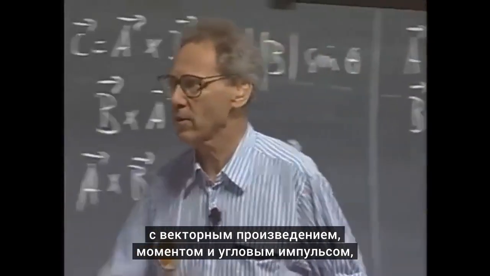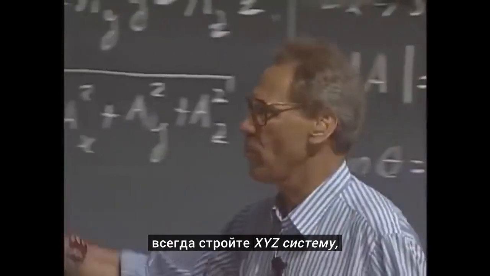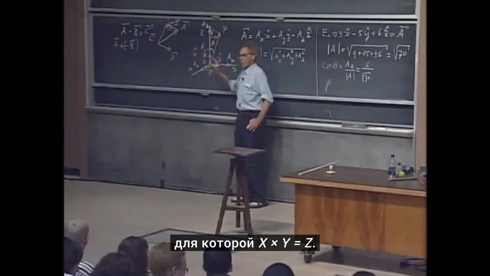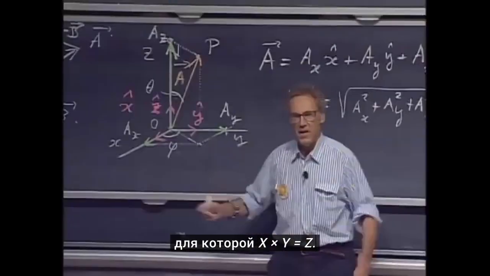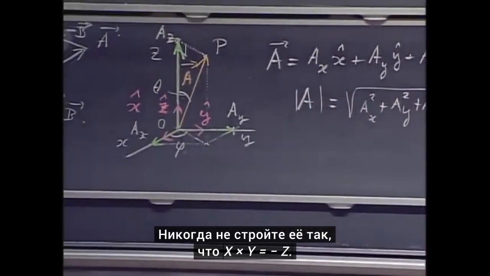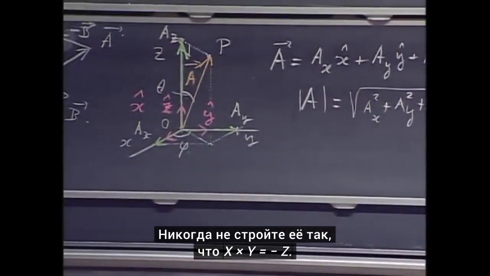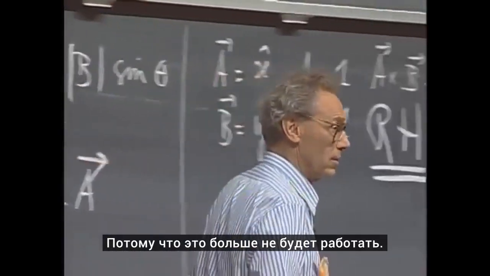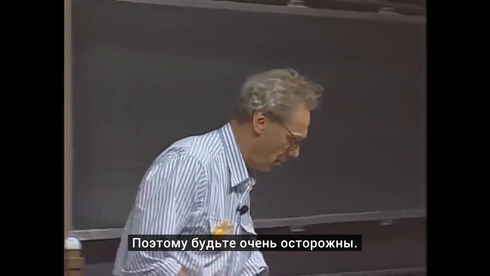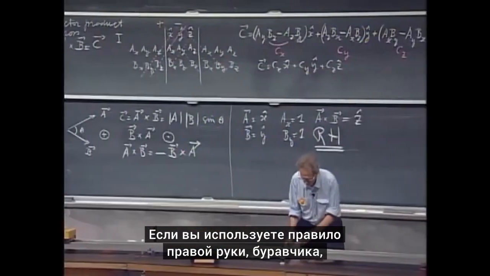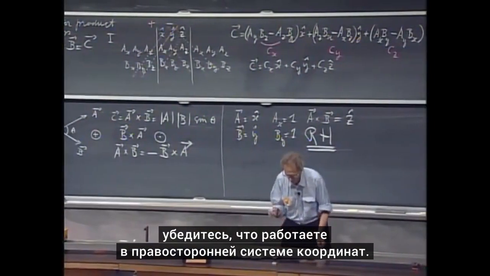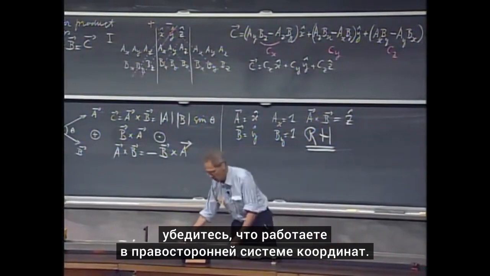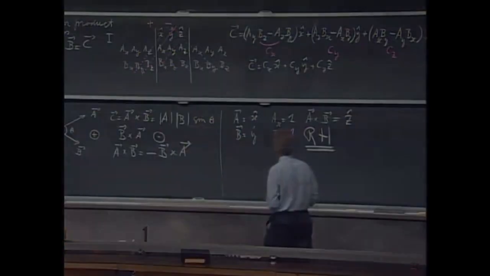So whenever you get in the future involved with cross products and torques and angular momentum, always make yourself an x, y, z diagram for which x cross y is z. Never, ever make it such that x cross y is minus z. You're going to hang yourself. Because for one thing, that wouldn't work anymore. So be very, very careful. If you use the right-hand corkscrew rule, make sure you work with the right-handed coordinate system.